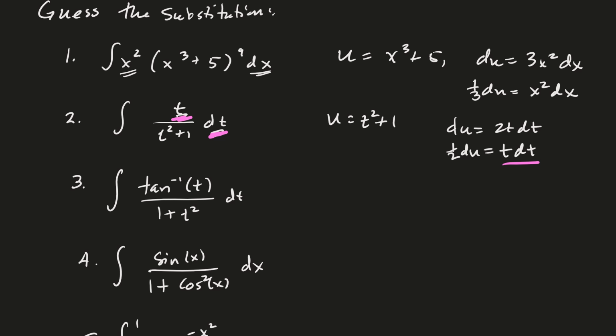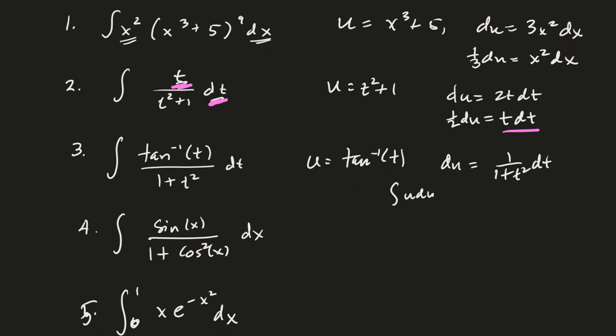Are you back? So this one might be a little bit trickier. I think we would want to use u as the inverse tangent of t. Why is that? Because did the denominator here look familiar? It is the derivative. Yeah. So if you make the substitution, right, you're just left with the integral of u du. Good. All right. That was kind of a tricky one.